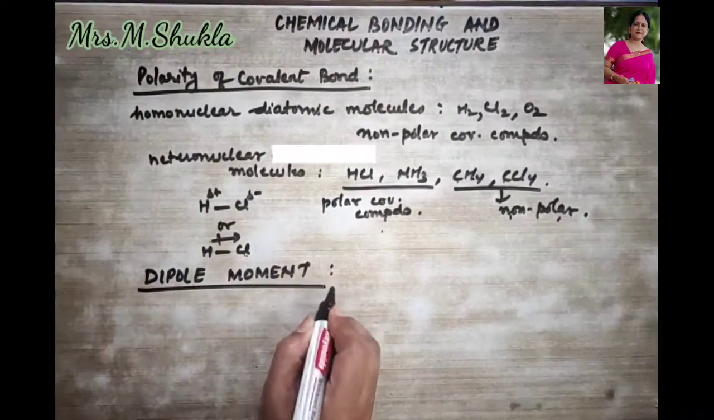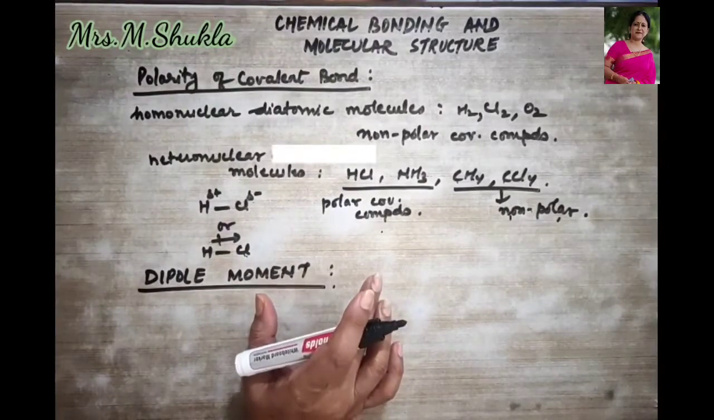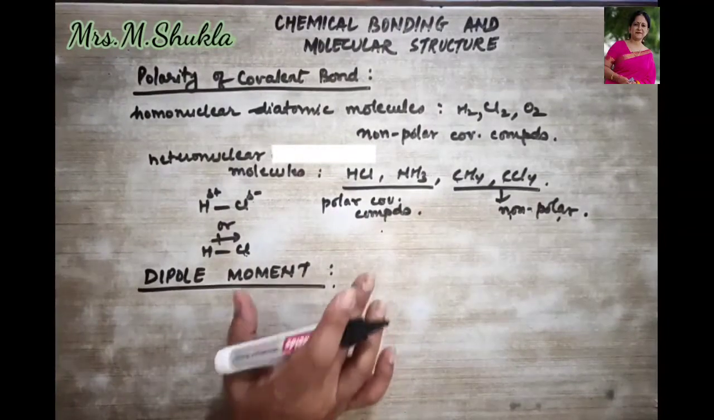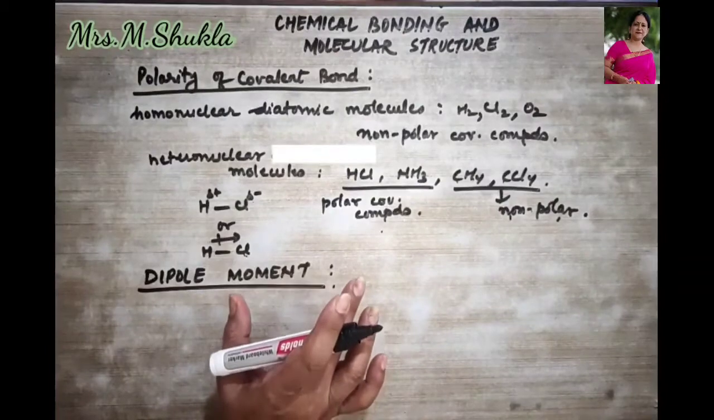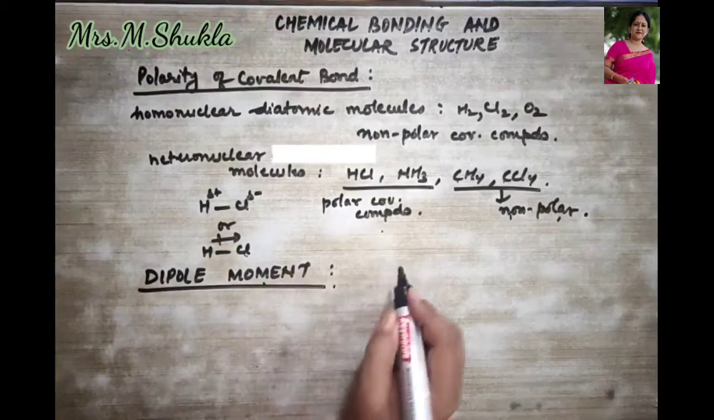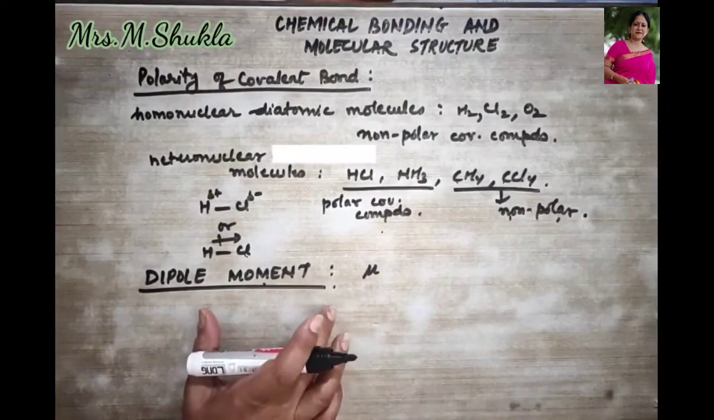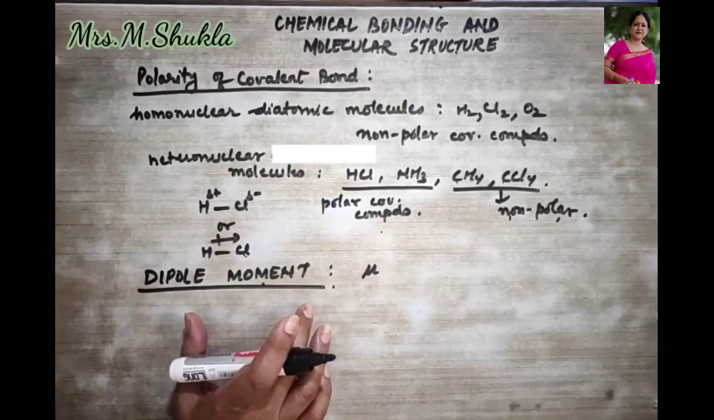What is a dipole moment? The polarity in a covalent bond can be measured by a physical quantity which is called the dipole moment, and it is represented by mu, right? So how can we define what is a dipole moment?